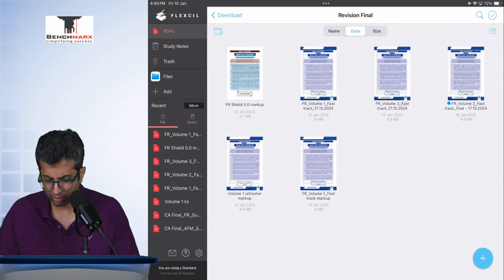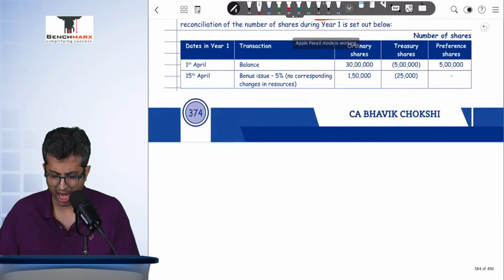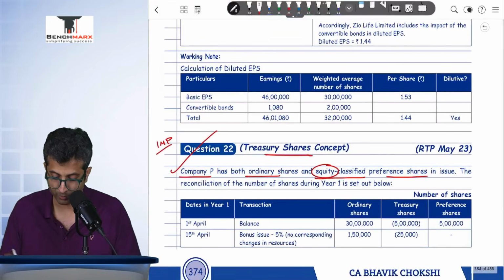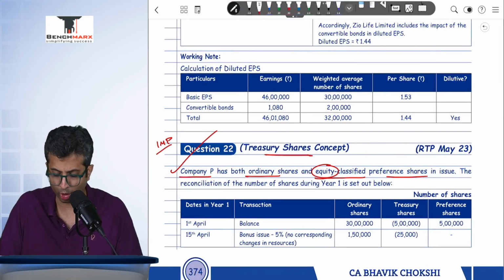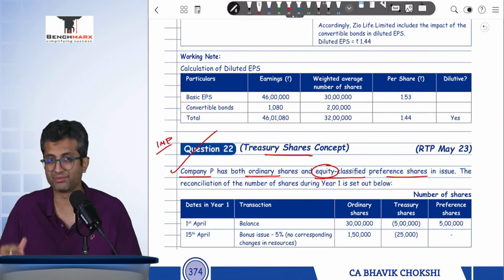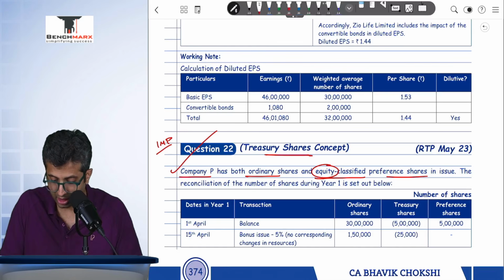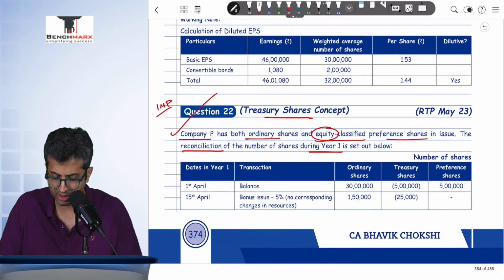Okay, so we will keep that into consideration and then probably go to question number 22. Now, P has both ordinary shares and equity classified preference shares. Okay, the reconciliation of the number of shares during year 1 is set out below. On 1st of April, the balance is 30 lakh shares. Treasury shares are 5 lakhs and there are 5 lakh preference shares.